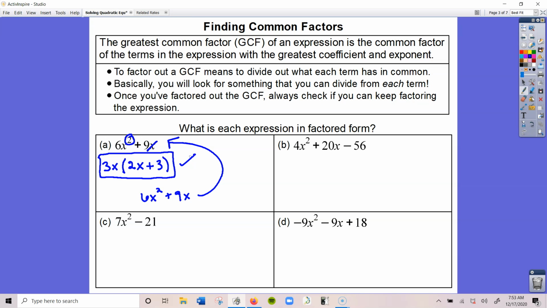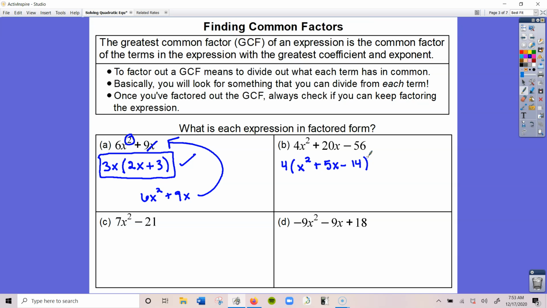Let's look at B. We have 4x squared plus 20x minus 56. If I look at every single term, every single number here is divisible by 4. So I can factor out a 4. Additionally, I'm going to look to see if every term has at least an x, and they don't, so I cannot factor an x. So that means I'm just taking out a 4, and I would divide every single term here by 4. So 4x squared divided by 4 is x squared, plus 20x divided by 4 is 5x, minus 56 divided by 4 is 14.